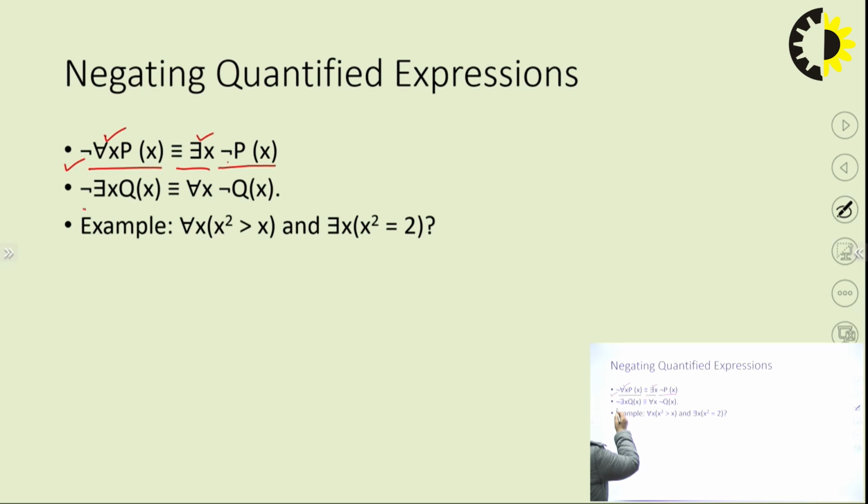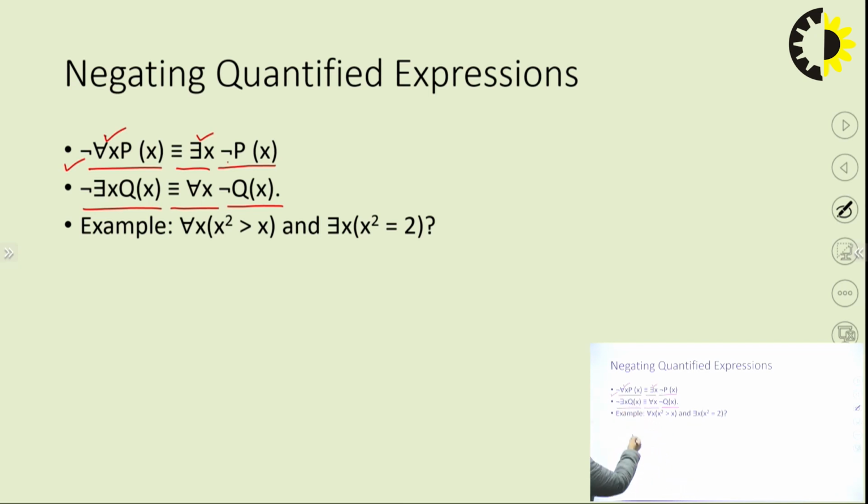Same way, what is negation of there exists x Qx? There exists x Qx says that Qx is true for at least one value. It means there exists one value for which Qx is true. Now, if we are taking negation of this, it means there is no value. When there is no value, what does it mean? It means for all x, its negation is true. For all x, negation of Qx is true.